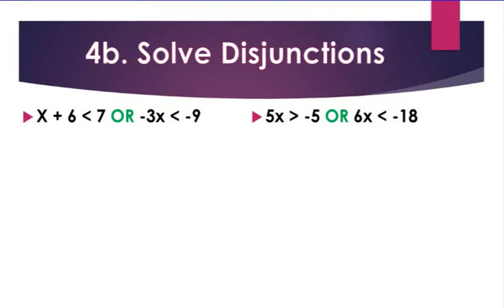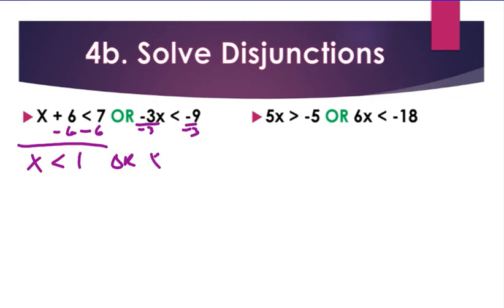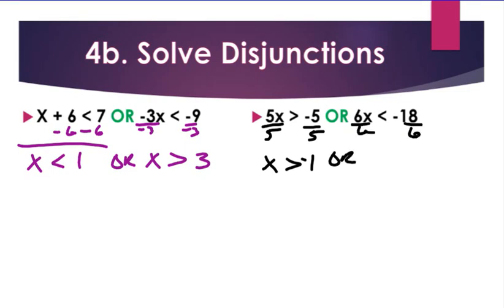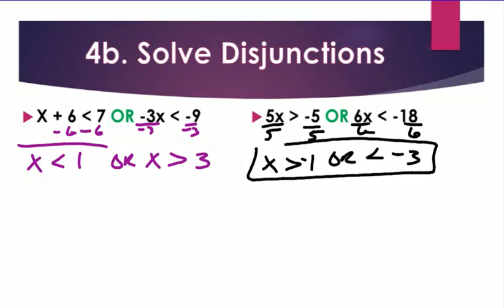Next one, get x by itself by subtracting 6, and we get x is less than 1. Or, divide by negative 3 here, x, flip the symbol because we're dividing by a negative, is greater than 3. Here, divide by 5. Since I'm not dividing by a negative number, I do not flip it. So x is greater than negative 1. Or, divide by 6. Again, I'm not dividing by a negative, so I keep the symbol. x is negative 3. So this would be our disjunction.